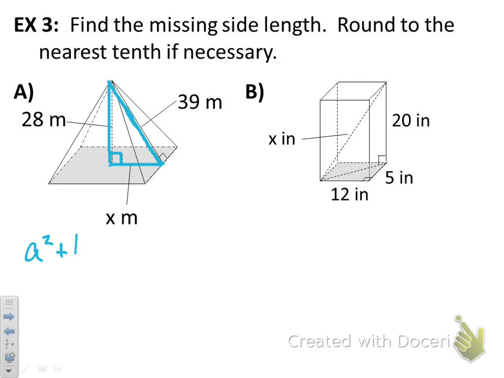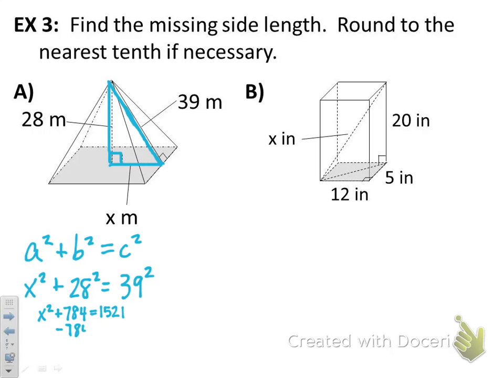Okay, so we have a squared plus b squared equals c squared. We call x a, and we're going to call b 28, or 28 meters. The hypotenuse is 39. So 28 squared is 784. 39 squared is 1521. Minus 784 from both sides, you get x squared is equal to 737. Take the square root of both sides, and you get x is equal to 27.15. Okay, let's try the other one.